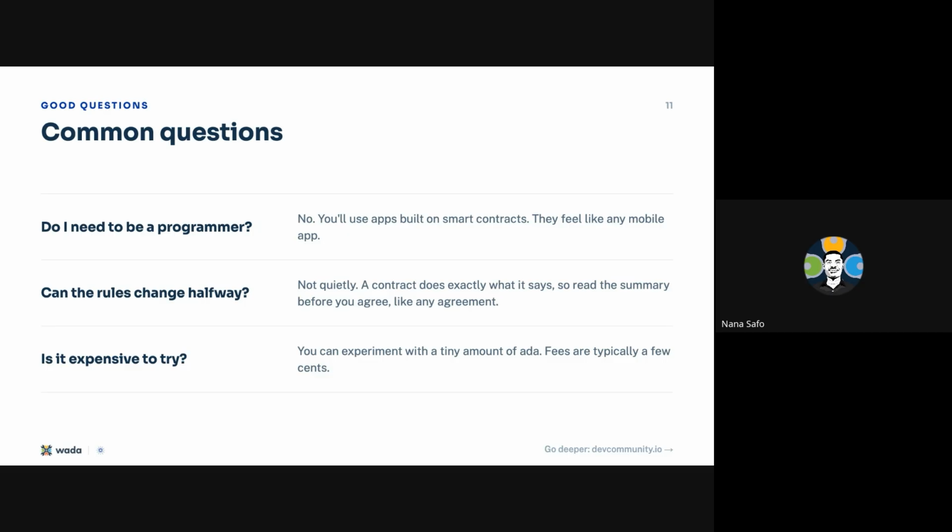But of course, if you want to be able to write your own policies, which would then become this smart contract, then you would have to get that technical knowledge in terms of how to code it and how to execute it.